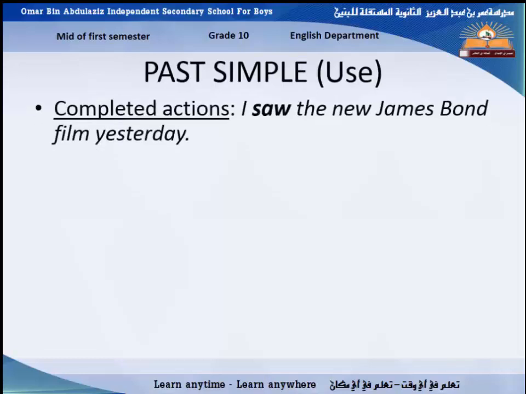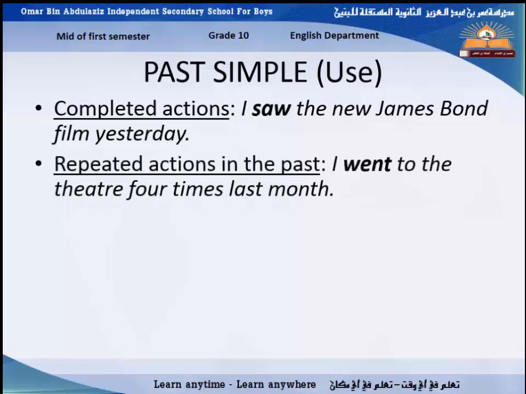The use of the past simple. The first use is that the past simple is used to express completed actions in the past. For example, I saw the new James Bond film yesterday. Or we can use the past simple for repeated actions in the past. For example, I went to the theater 4 times last month.